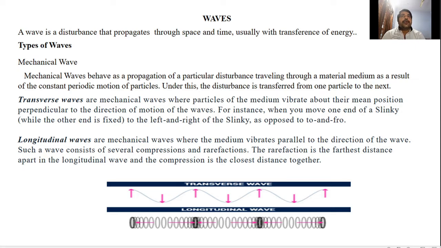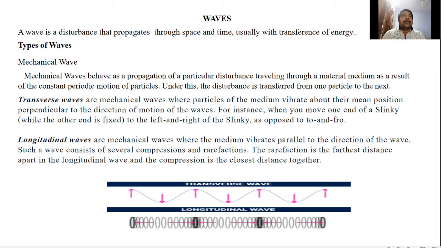Next, we'll move on to types of waves. There are two types of waves, mechanical waves and non-mechanical waves. Mechanical waves are those waves which require a material medium for their propagation.